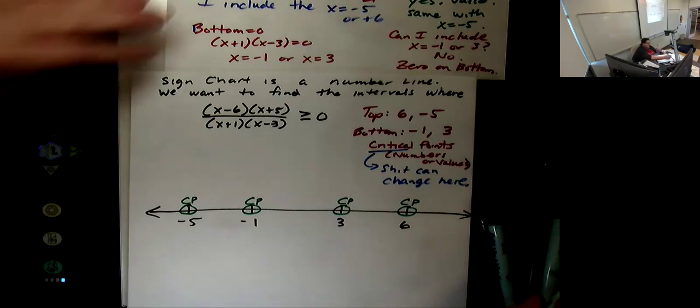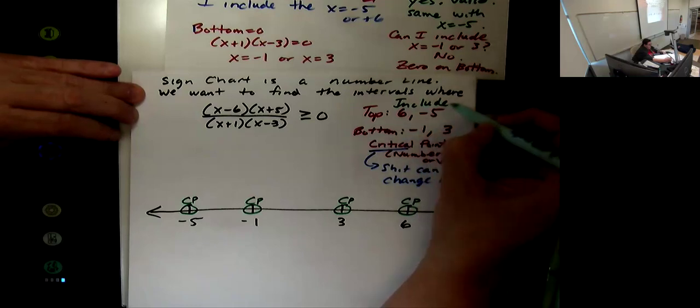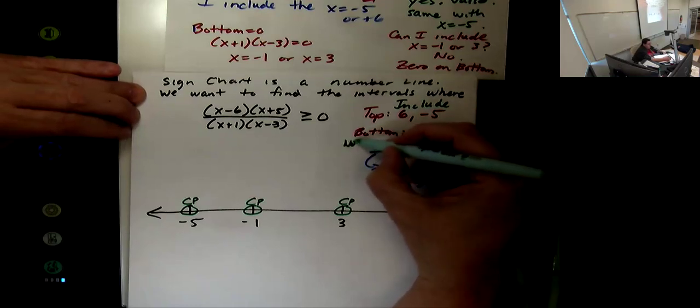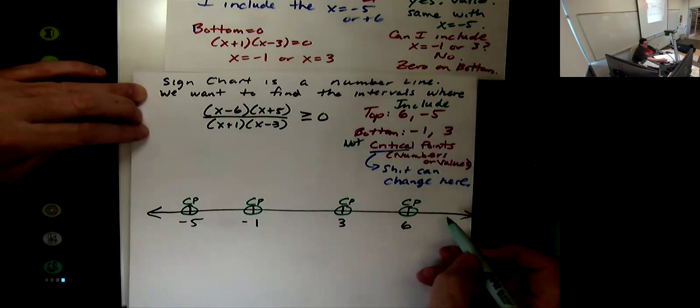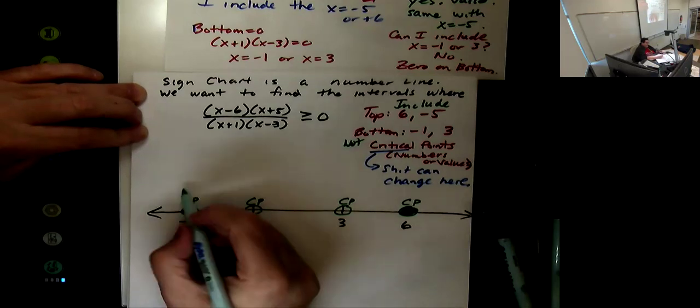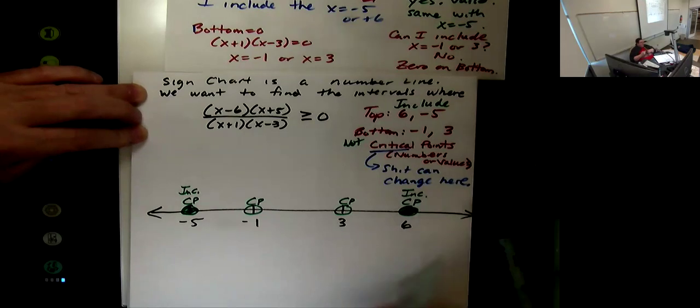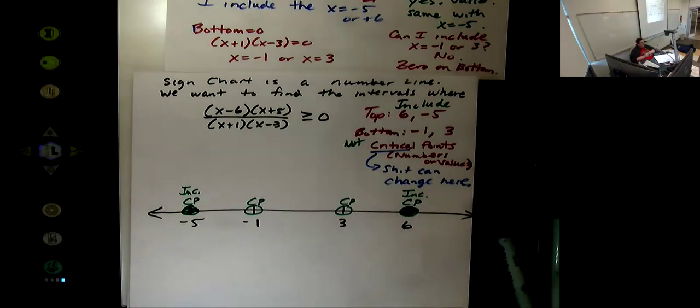We determined that we could include the top, but not the bottom. So we can include 6 and -5. I'll put include over them. And we can't include -1 and 3. And we'll talk about the general rule after we do this problem.